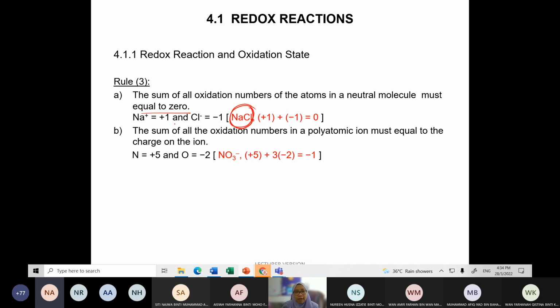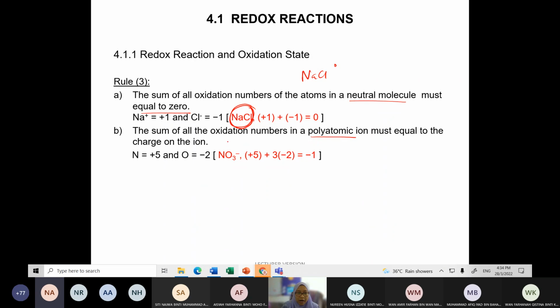So basically we can combine, okay? So sodium plus is positive 1, chloride minus is negative 1. When we total these two, we got 0. Okay, alright. Neutral, dia kena sama, neutral molecule must equal to 0. Because we are talking about neutral molecule. The charge is 0.